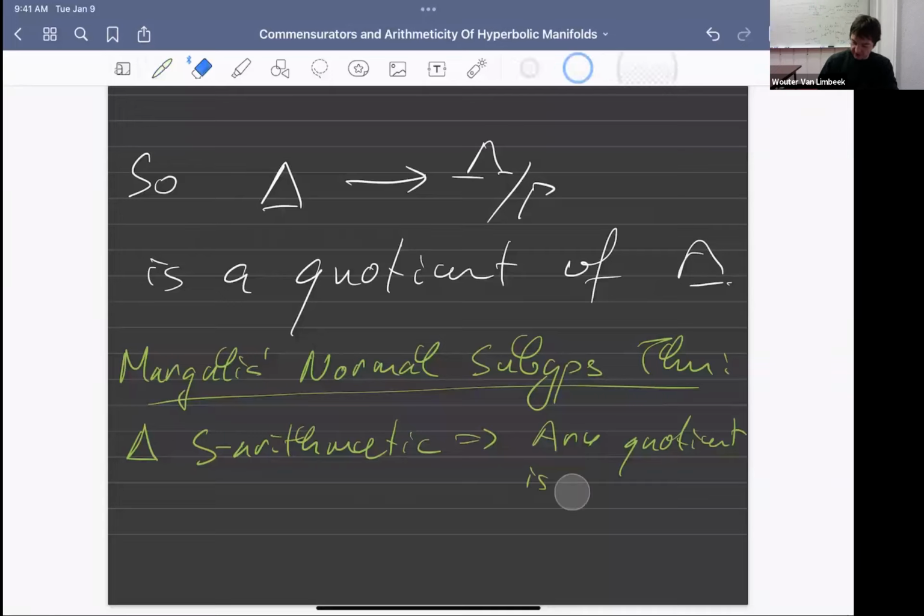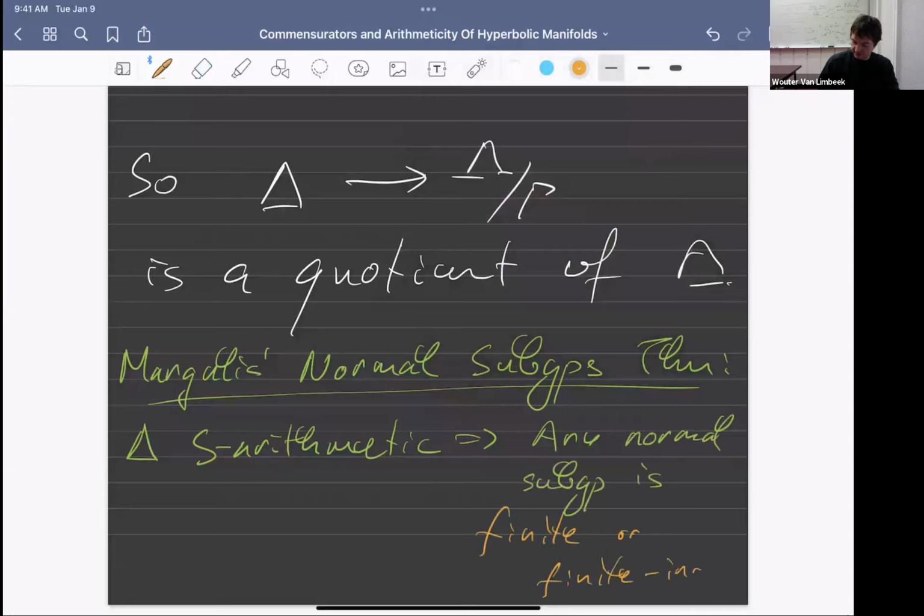Any quotient is okay, maybe I should say it like this. Any normal subgroup is either finite or finite index. There's nothing in between. So in other words, the kernel of this map is either finite or finite index, but the kernel contains gamma, so it must be infinite.